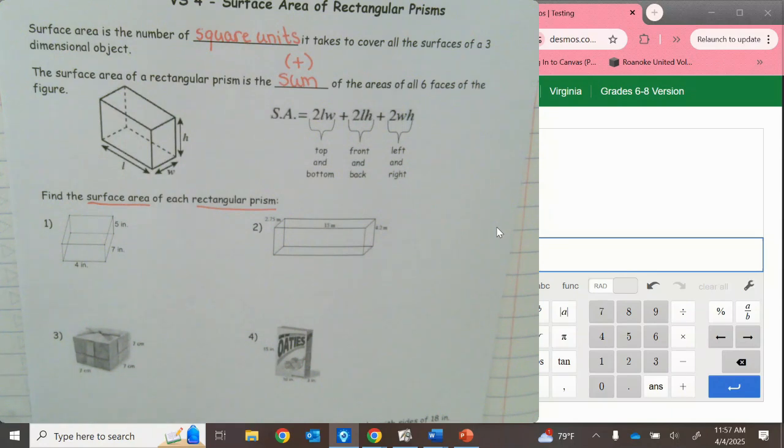So I'm going to show the steps that you would need to do if you had to work this out by hand. On your classwork, I'm not going to make you go through all of these steps, but in your notes, I'm asking you to write it.